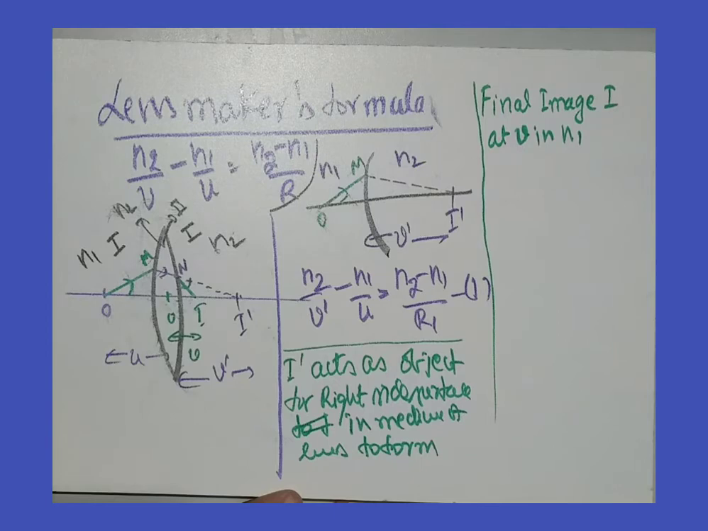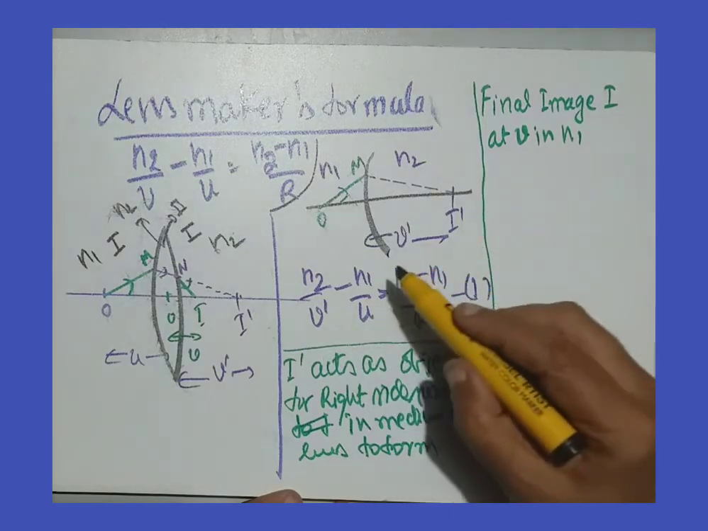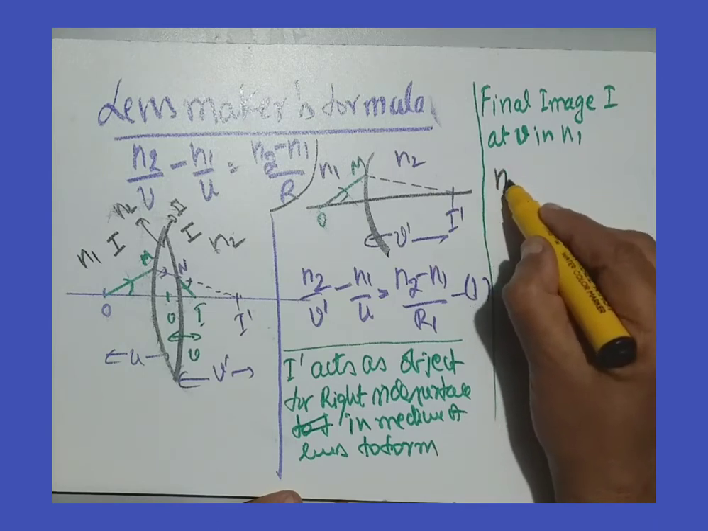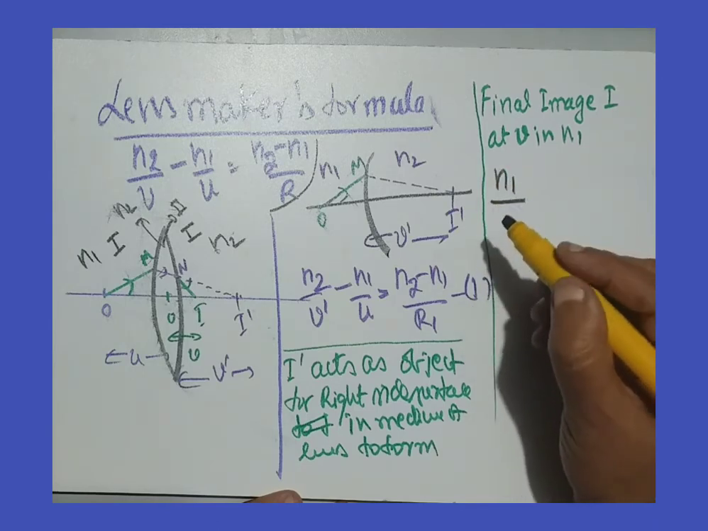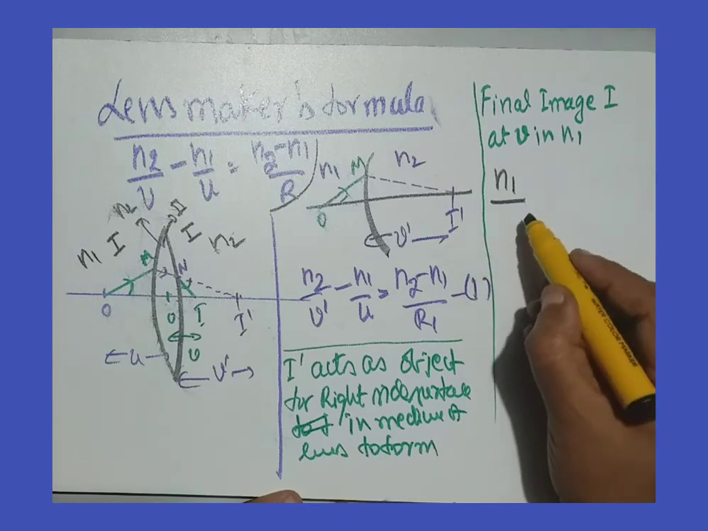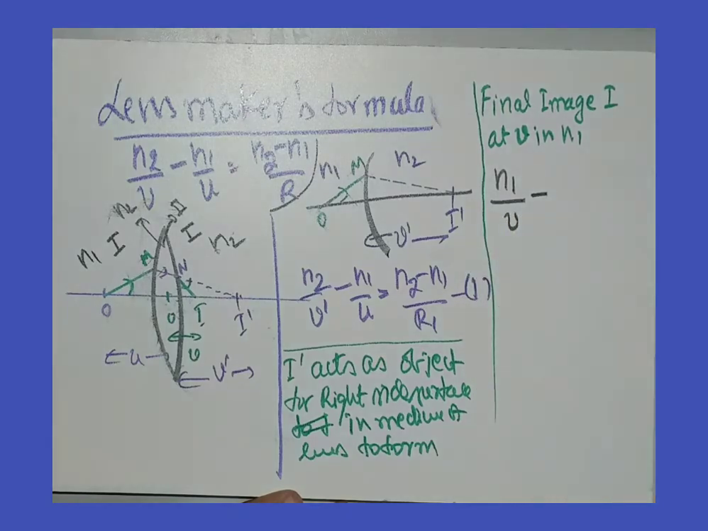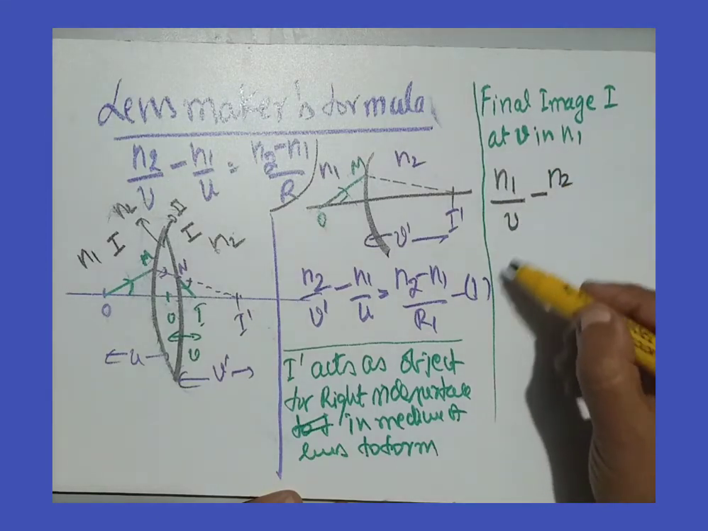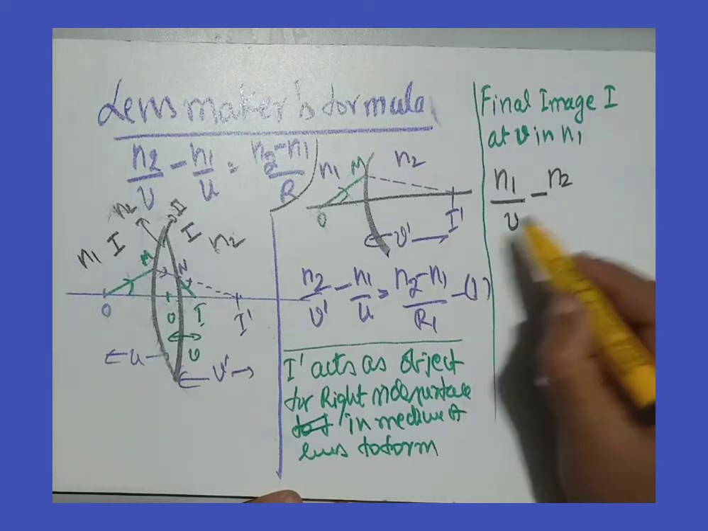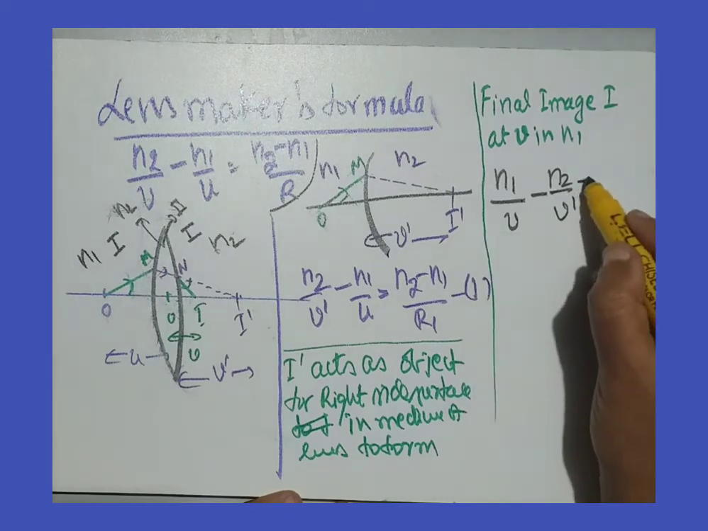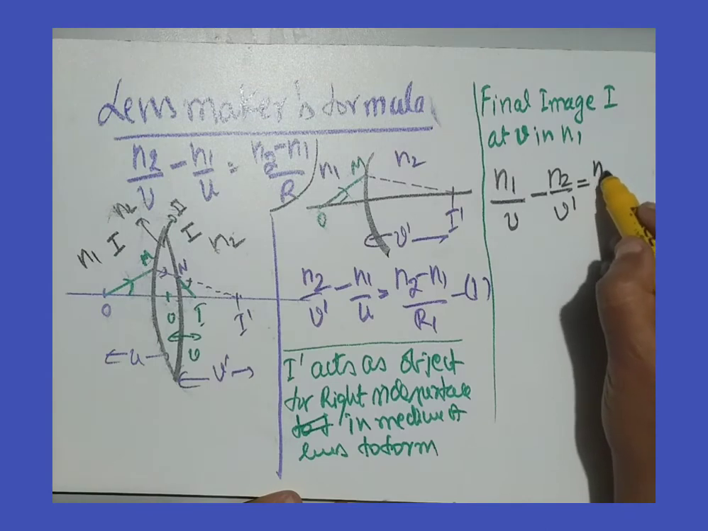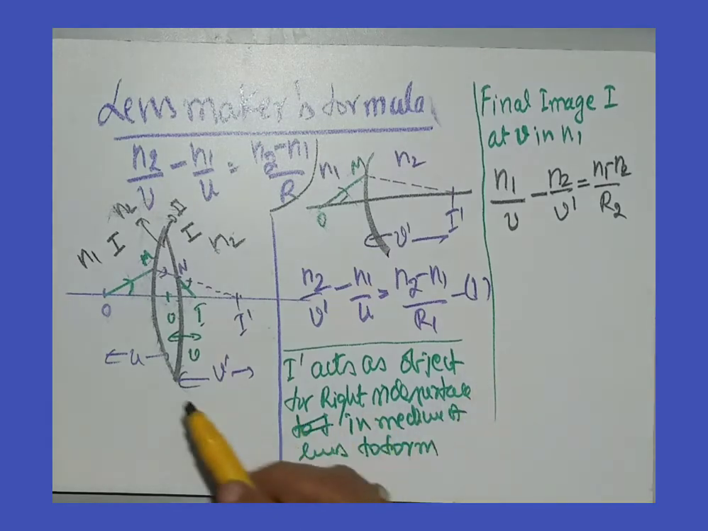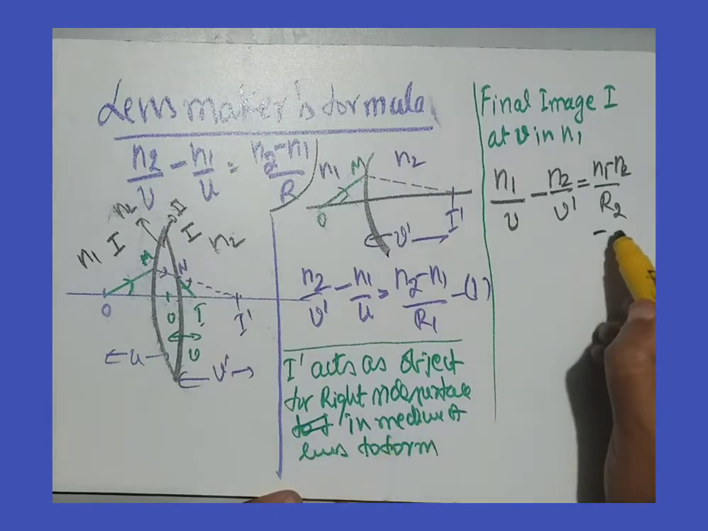Therefore, we can write the equation like this. Say the image space where the image is formed has refractive index N1, and the distance for that is V. The object there has refractive index N2, at distance V dash, and the formula is N1 minus N2 by R2, where R2 is the radius of curvature of the second surface. So this is our equation 2.